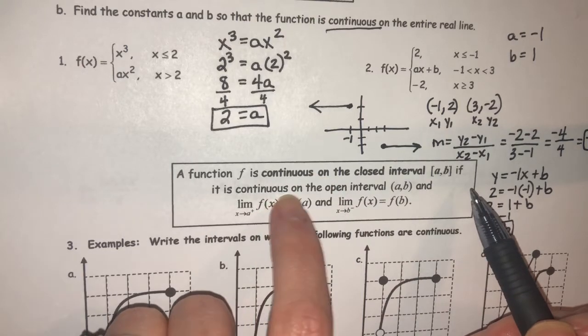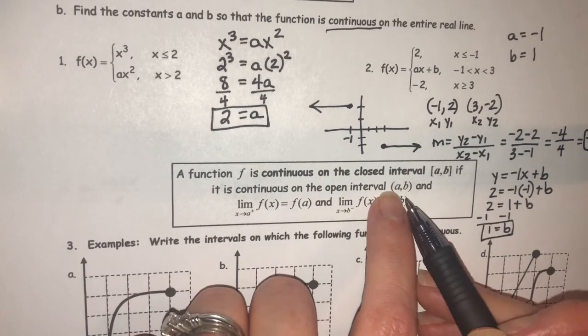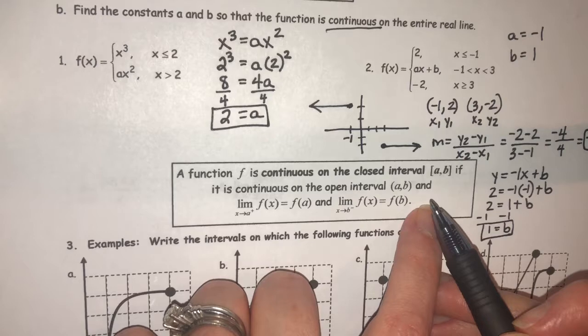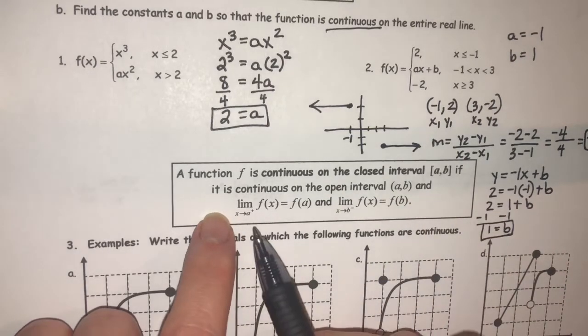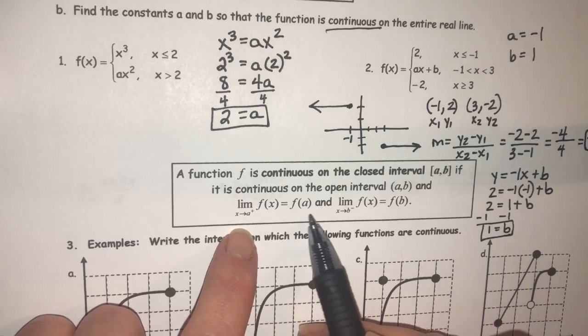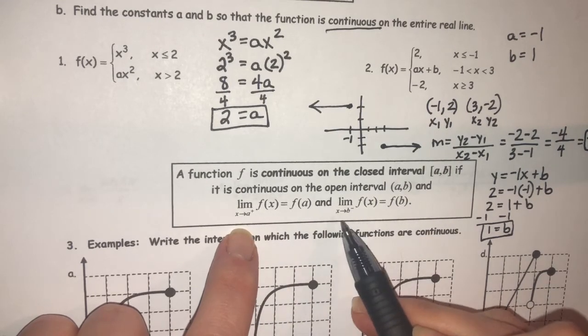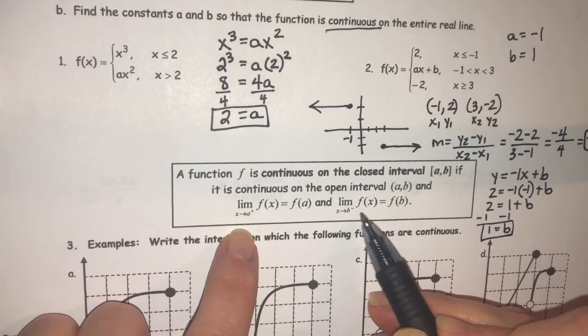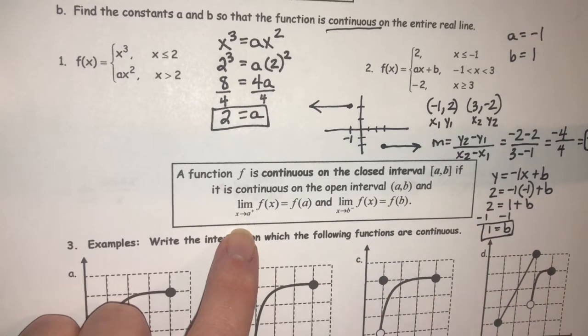If it is continuous on the open interval from a to b, as we discussed earlier, and the limit as x is approaching a from the right side of f of x is equal to f of a, and the limit as x approaches b from the left side of f of x is equal to f of b.